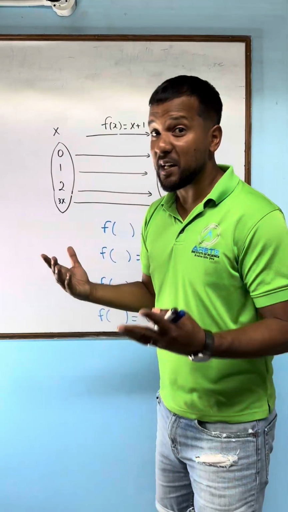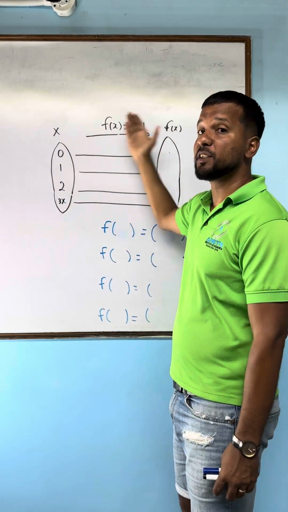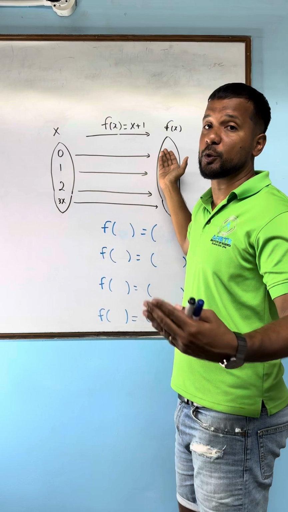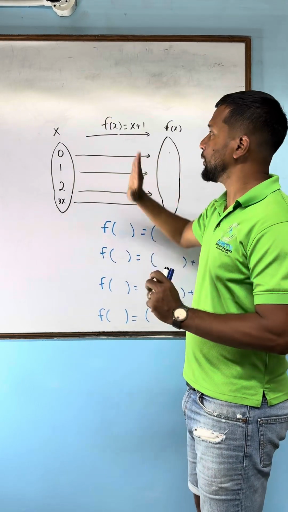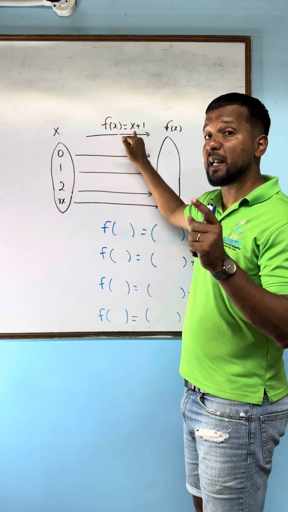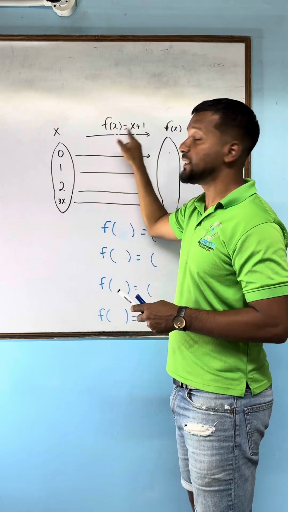So nice. What is a function? A function allows us to map x values to their corresponding y values, which we call their images. How do we find the images? Simple. Whatever x is, we replace it in the function given. So if x is 0, we replace x with 0.